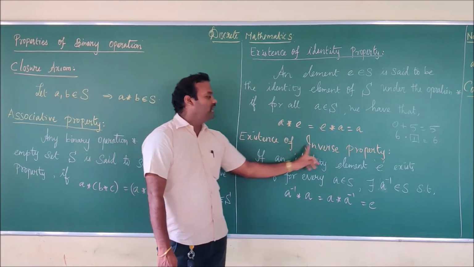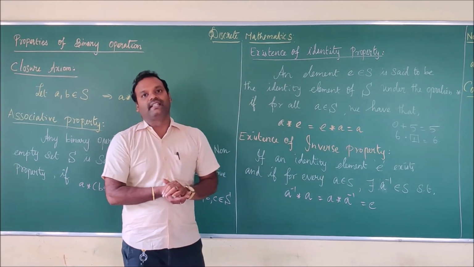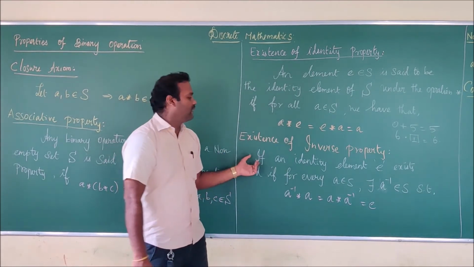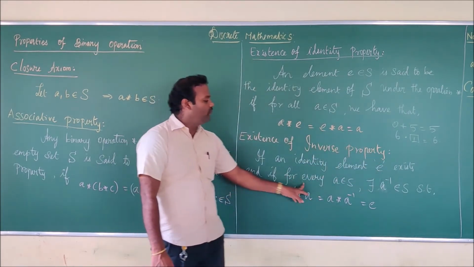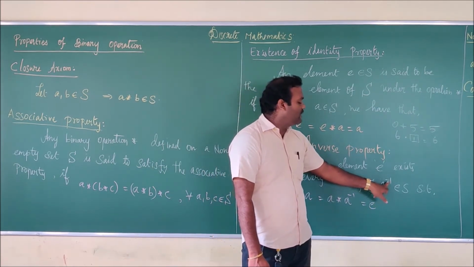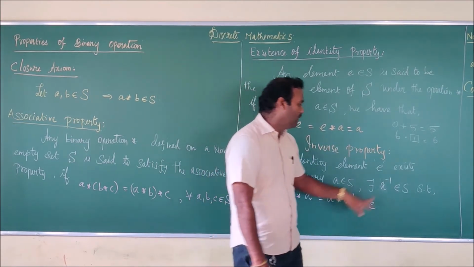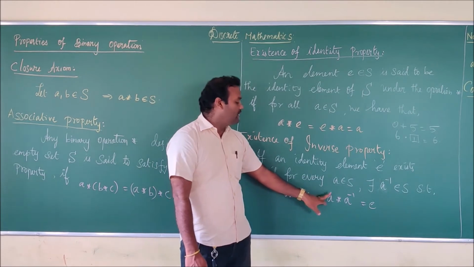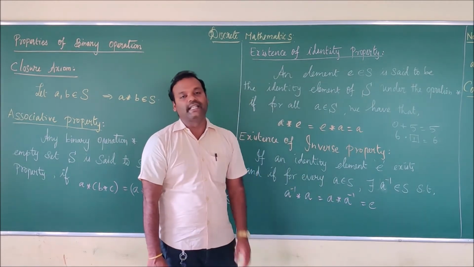Next, existence of inverse property. Whenever there is the existence of identity element, definitely there will be an inverse element. So that is the concept. If an identity element e exists and if for every a belongs to S, there exists an element a inverse belongs to S, you have to read this as a inverse, such that a inverse star a equal to a star a inverse equal to e. That is the identity element.